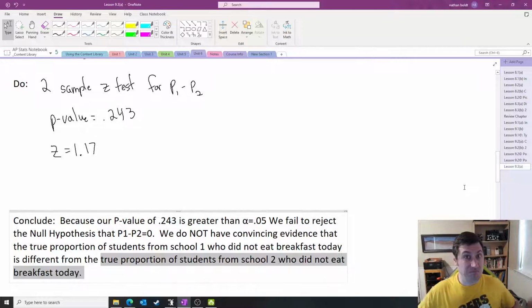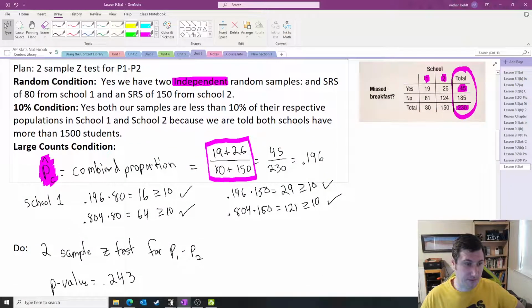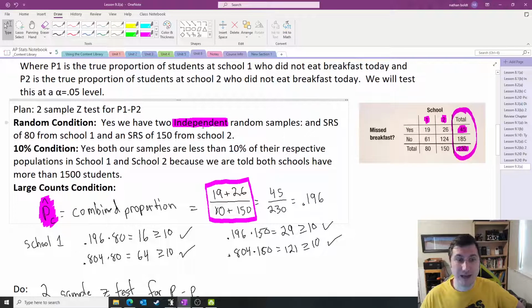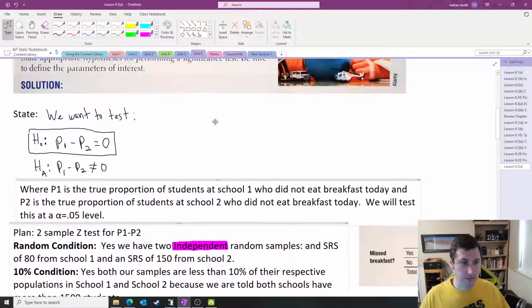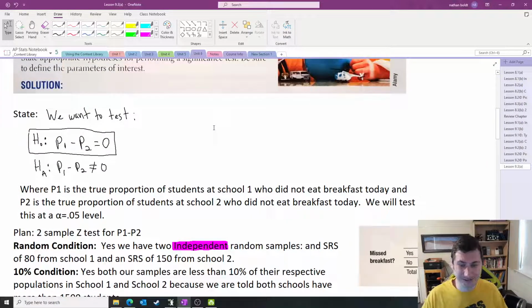All right. I'm hoping you see that that's very similar to what we've done in the past. A few small differences. All right, I highlighted them here for us. We do need to find the combined proportion when we're doing the large counts. We do need to add the word independent when we check our random condition because we have independent random samples. The two samples need to be independent from each other. And that's it. That's the only difference there.